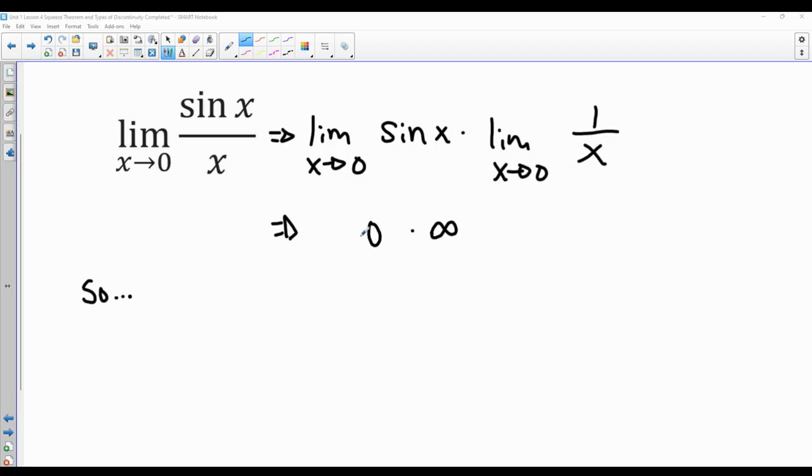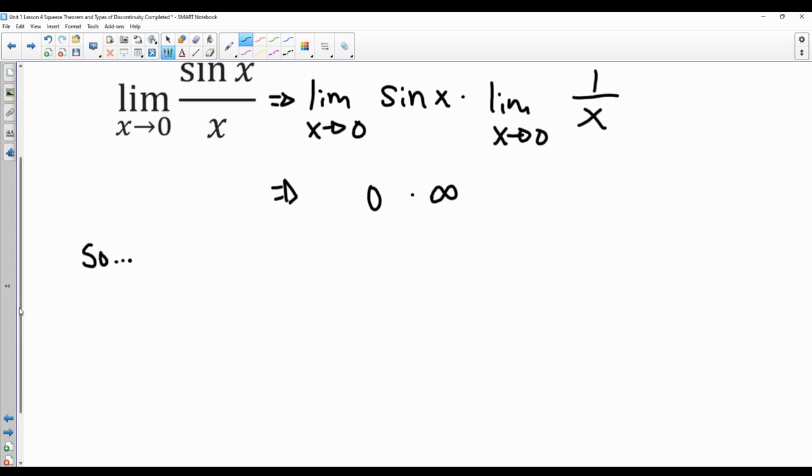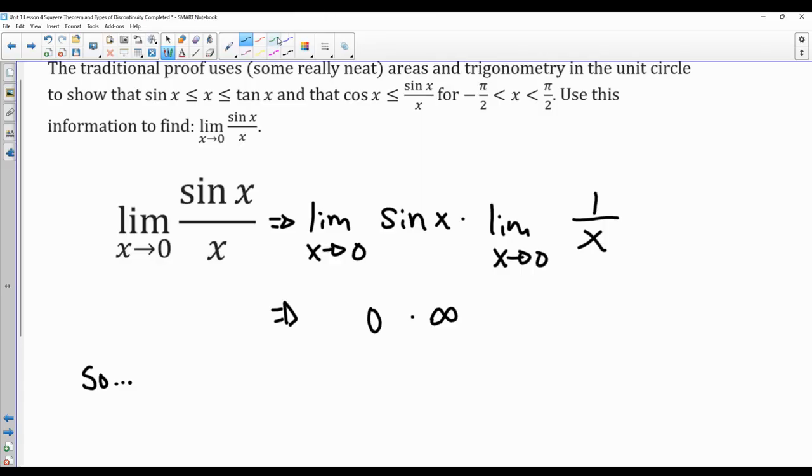But the issue with that is when we take the limit or plug in, sine of x is 0, and then 1 over x is infinity. We can't do 0 times infinity, so that's when we start to apply some knowledge. The missing information that we need to start this off is actually part of it up here.